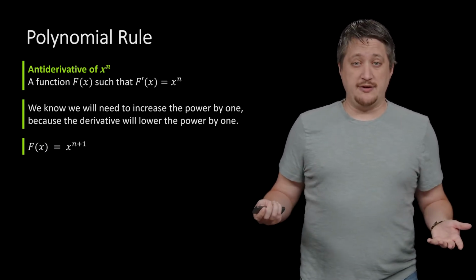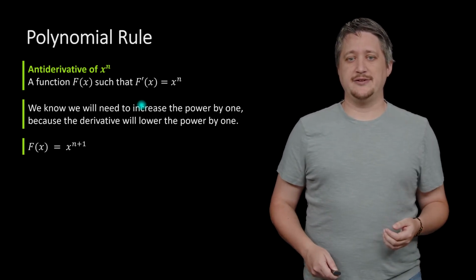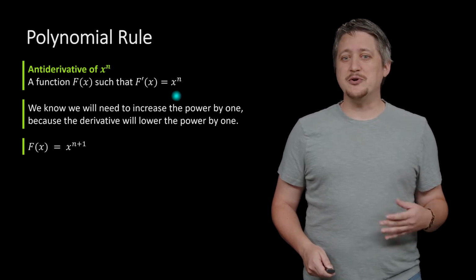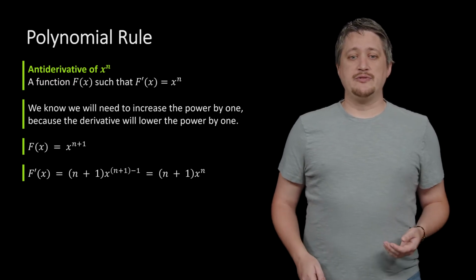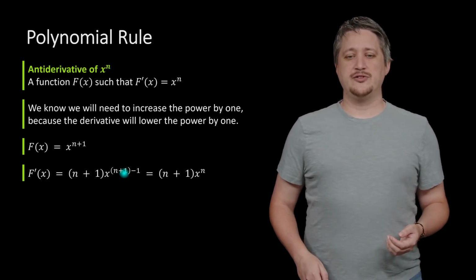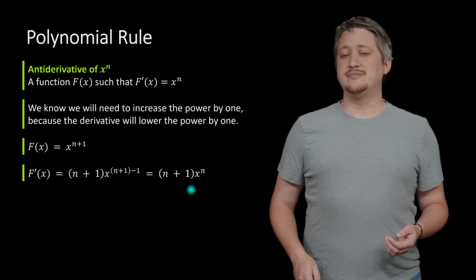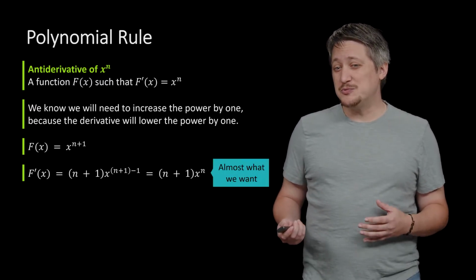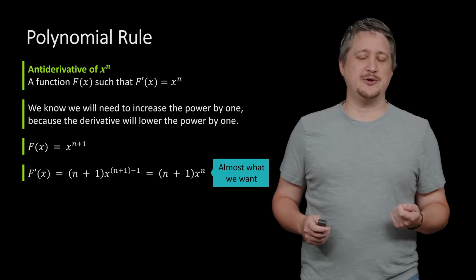So we have now a function F of x, and we want to test that. The F prime of x, we hope, although we don't really expect at this point, will be x to the n. So we take the derivative. We take that beginning power, put it down in front, subtract 1, and we get this n plus 1 times x to the n. So we have almost what we want, but not quite. We have that annoying n plus 1 in front.